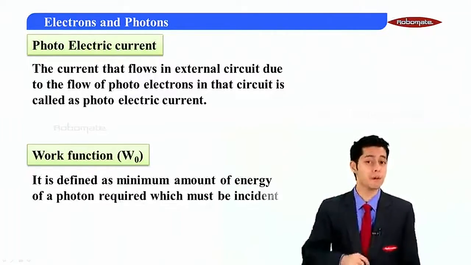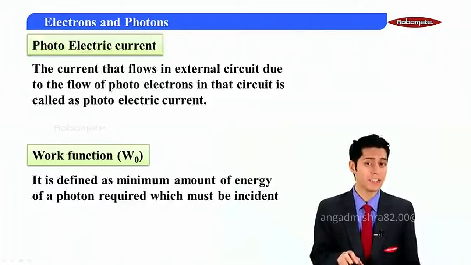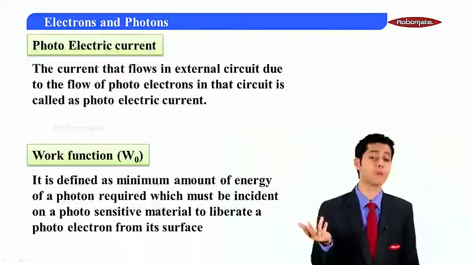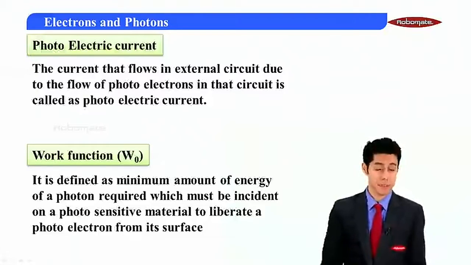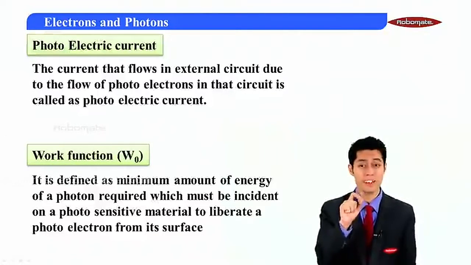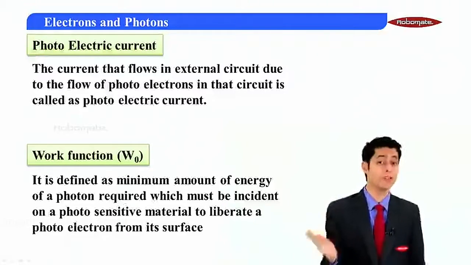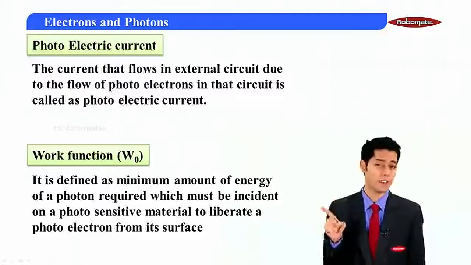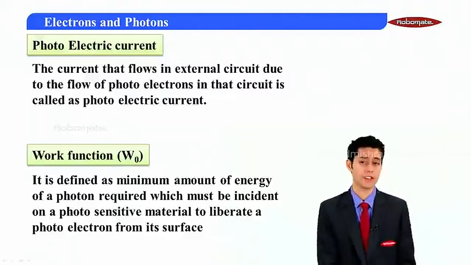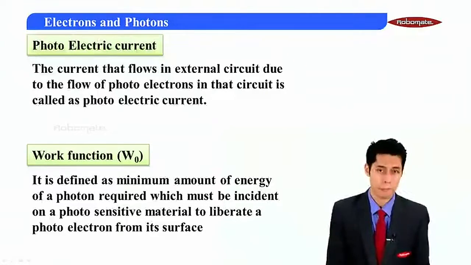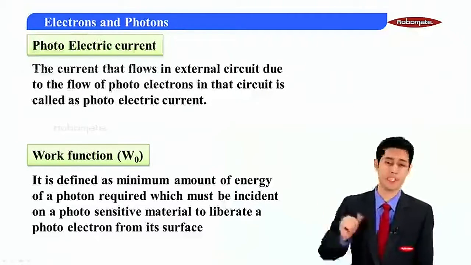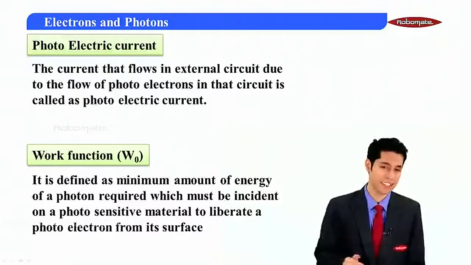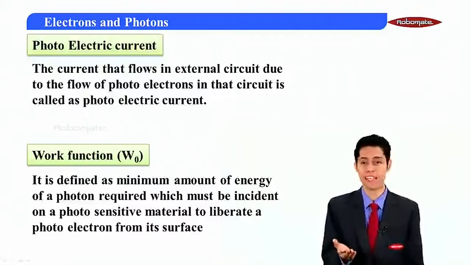Moving ahead to the next definition, that is work function, which we have already done. It is that minimum amount of energy which is required that must be incident on a photosensitive material so as to liberate a photoelectron from its surface. That means it is that minimum amount of energy of a photon which is required to remove the electron out of the surface, and that minimum amount of energy is called as work function or photoelectric work function. You can see it is denoted by W naught. And students, what if I ask you the SI unit? Can I say the SI unit will be joule? You know why? Because it is work function, it is energy, and energy will always be given in joules.